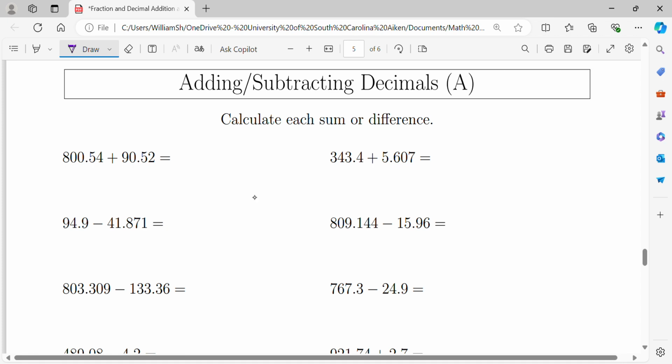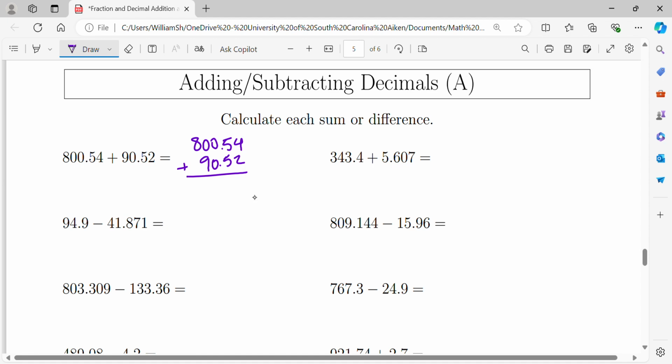Now, if you're doing some of these more complicated ones by hand, the first thing you have to do is know how to set it up. Okay, if I'm setting this up, I have 800.54 plus 90.52. When you're adding and subtracting decimals, you have to line the decimals up. That's your most important thing here. Don't line the numbers up, line the decimals up, and then the numbers will follow. You'll see what I mean on one of the next couple.